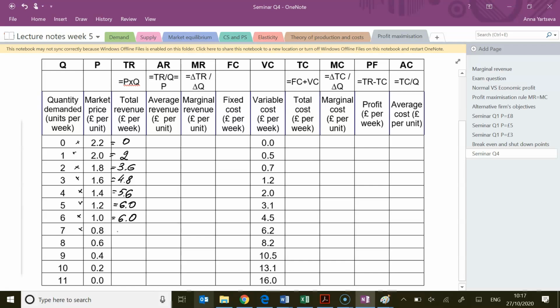7 items at 80p is £5.60. 8 items at 60p is £4.80. 9 items at 40p is £3.60. 10 items at 20p is £2.00, and 11 items at 0 is 0.